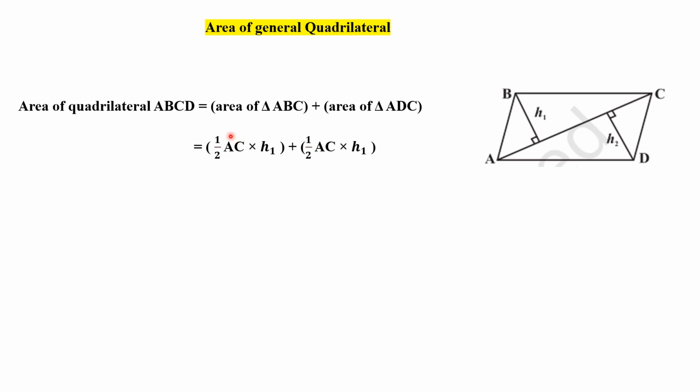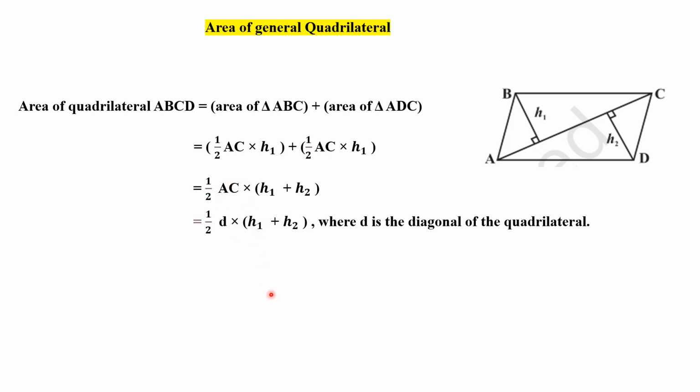And you can see half into AC is common in both the areas, right? So I will take it common. The non-common part will be H1 and H2. So it will be half into AC times the sum of H1 and H2. And what is AC here? AC is the diagonal, so I am going to write AC as D. So my formula will be half into D into the sum H1 plus H2, where D is the diagonal of the quadrilateral. You all have to remember this formula. If a question comes based on the area of a quadrilateral where one of the diagonals and the corresponding heights are given, then you have to use this formula to find the area of the quadrilateral.